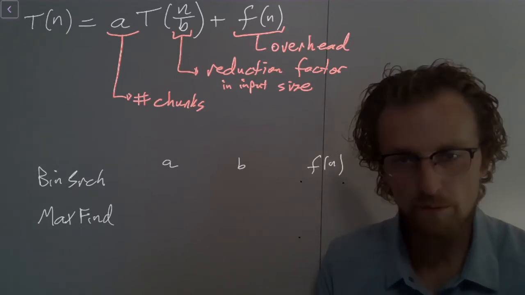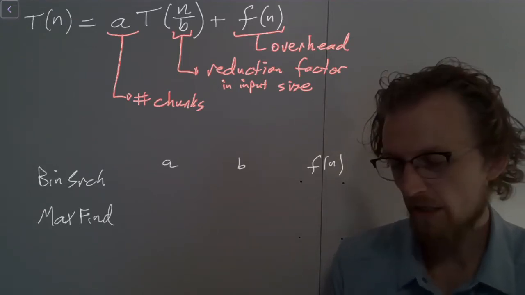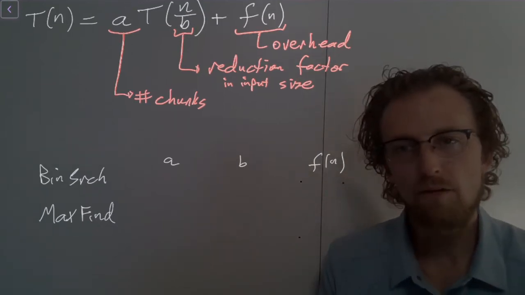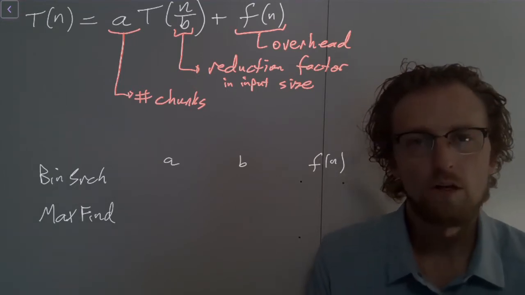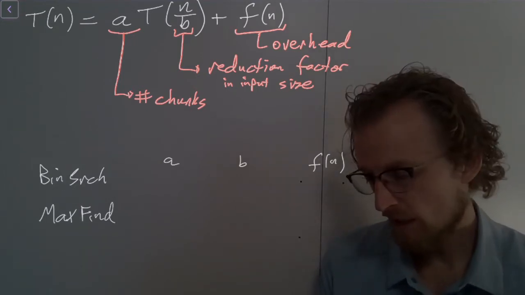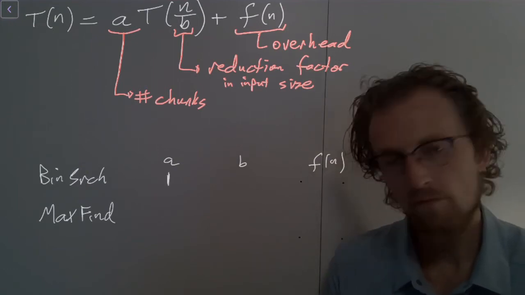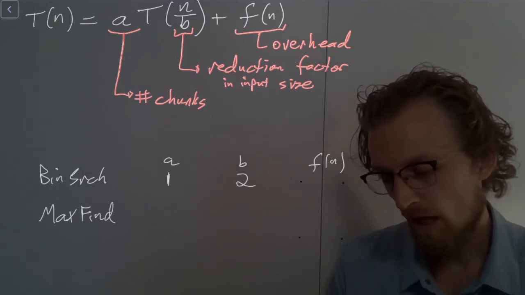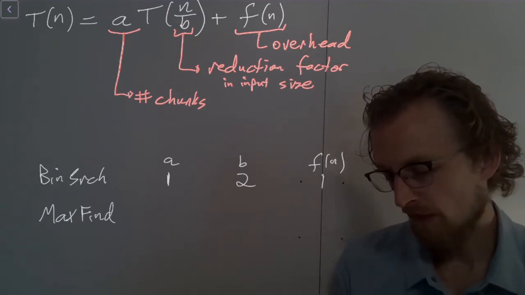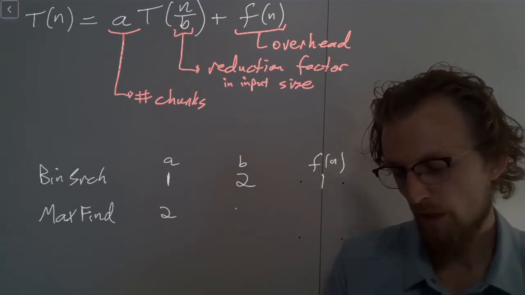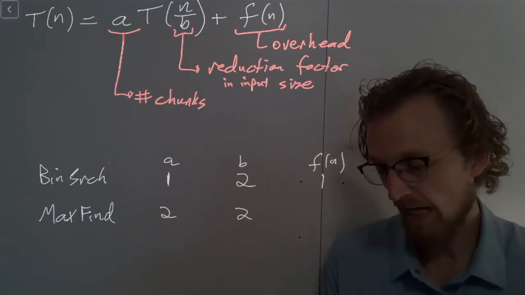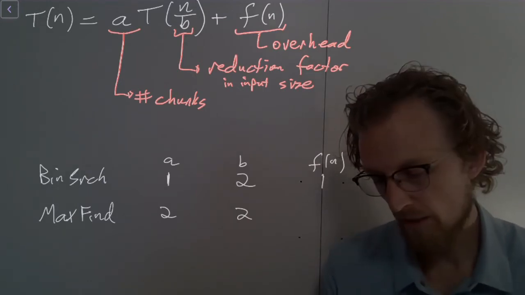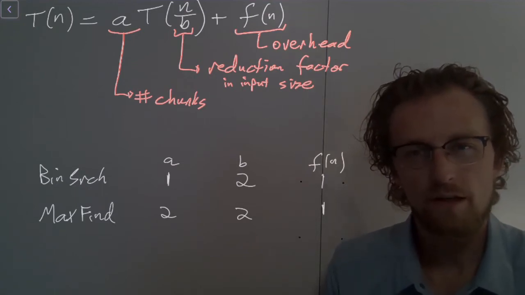Often this will just be as simple as the number of recursive calls that get made each time we pass through this thing. So we've already seen a couple of these, right? We saw this max find algorithm that I showed a couple of videos ago. We've seen binary search sort of informally. And in binary search, a was 1, right? We have only one recursive call, but we shrink the input by half. And f of n is just a constant 1. In max find, the difference is that a was 2, and b was still 2. So we're still cutting the input in half, which is what b tells us. But then we make 2 recursive calls, which is what a tells us. And then the overhead was still constant time.